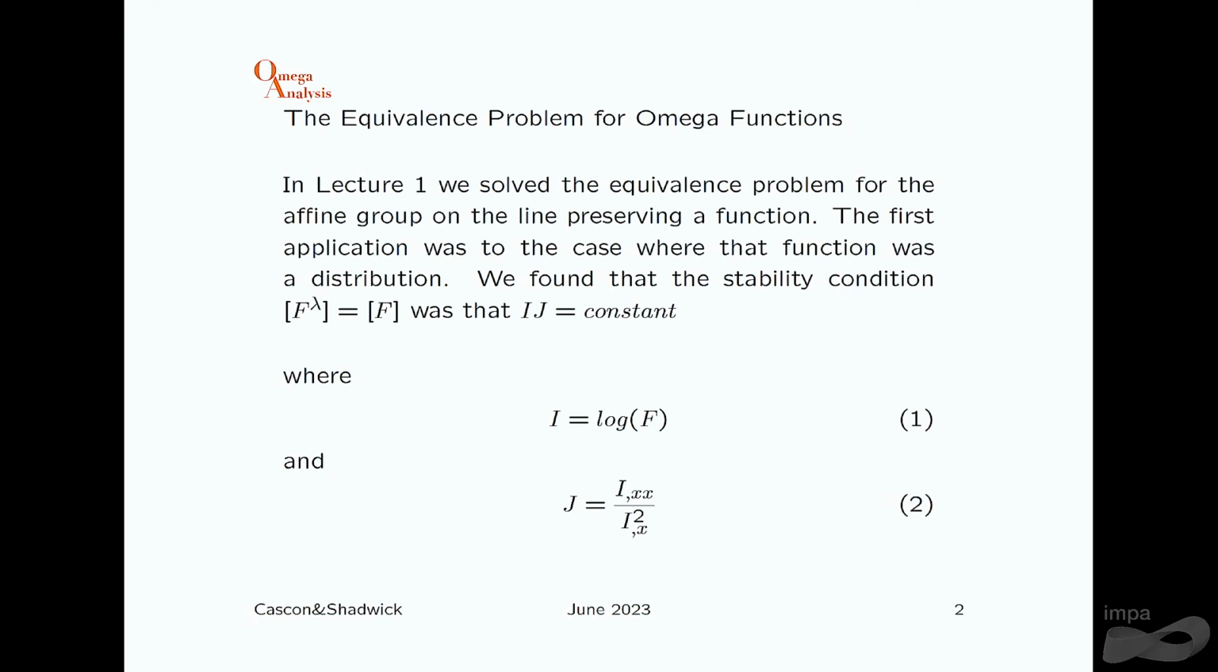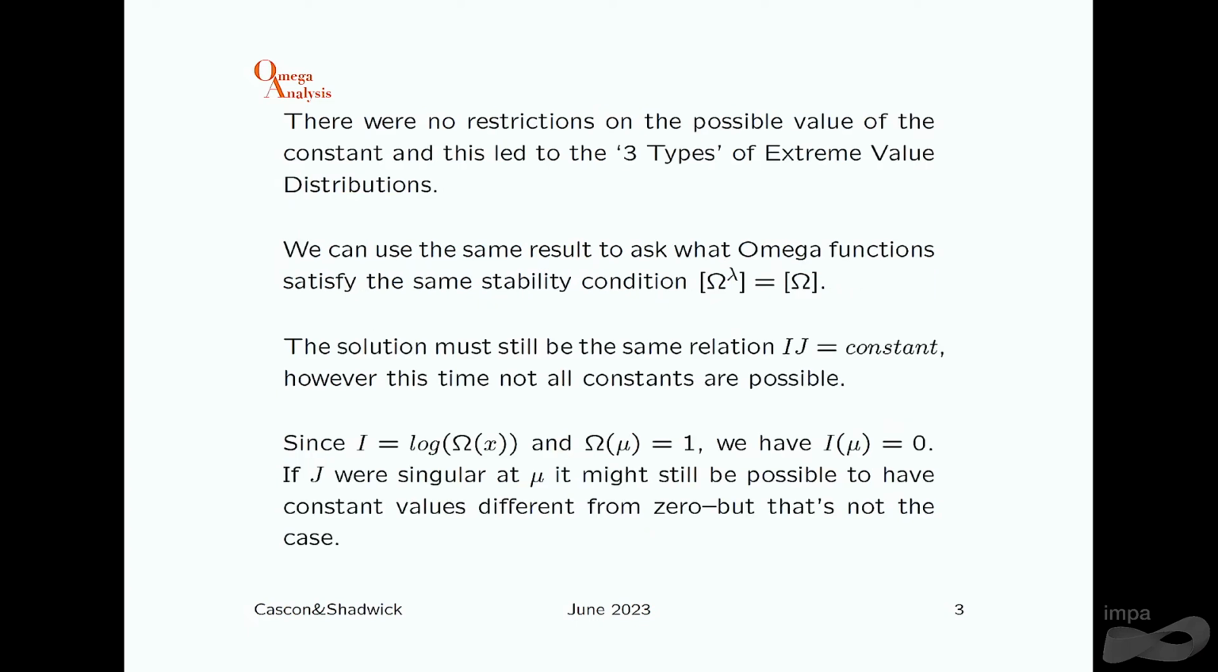So it's worth emphasizing that the condition that IJ is a constant is actually a one-parameter family of second-order differential equations. You can solve those equations to find the normal forms. And that was one of the exercises from the first lecture. So the same thing happens here.